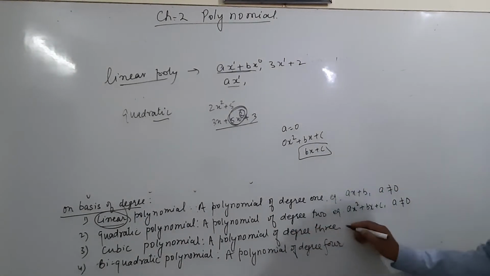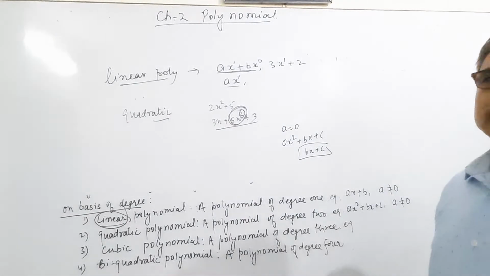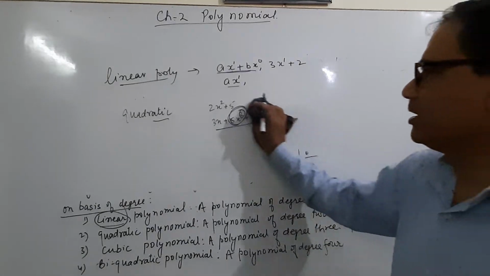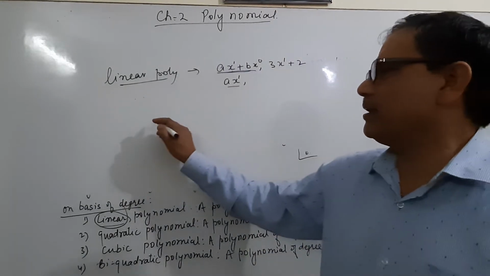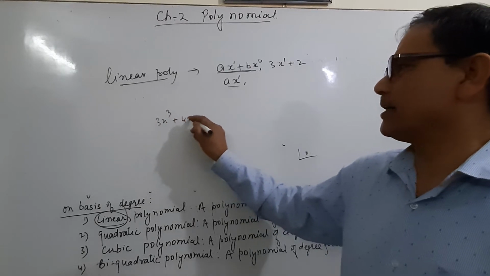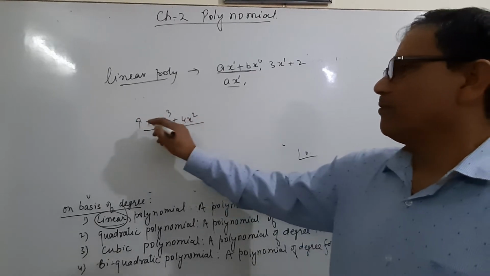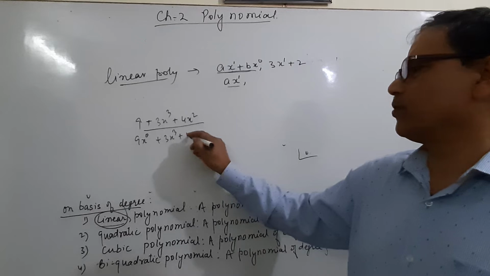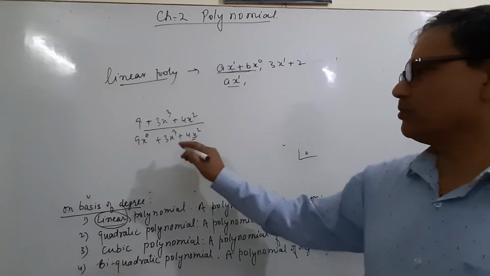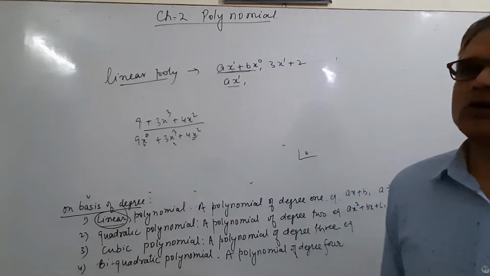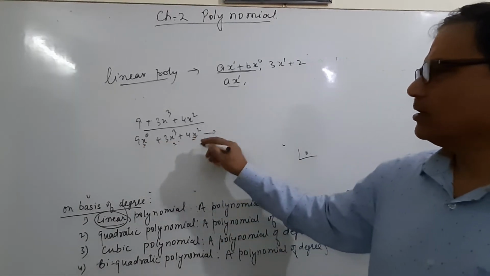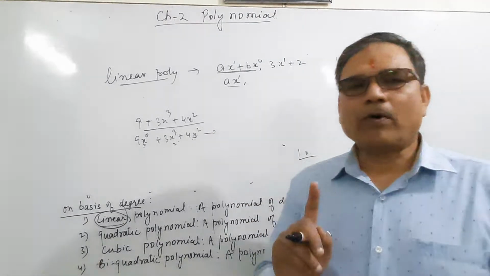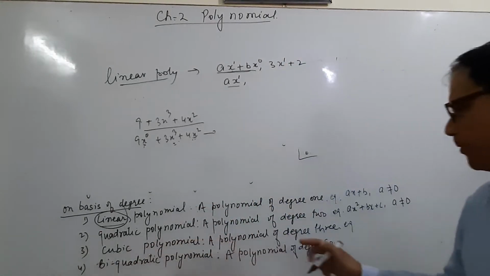And now the cubic polynomial, the polynomial with degree 3. The polynomial which has maximum power 3 is known as a cubic polynomial. For example, 3x cube plus 4x square plus 9, which is 9x to the power 0 plus 3x cube plus 4x square. The power of this x is 2, the power of this x is 3, the power of this x is 0. The highest power of x is 3. Therefore, the degree is 3. The polynomial with degree 3 is known as a cubic polynomial.